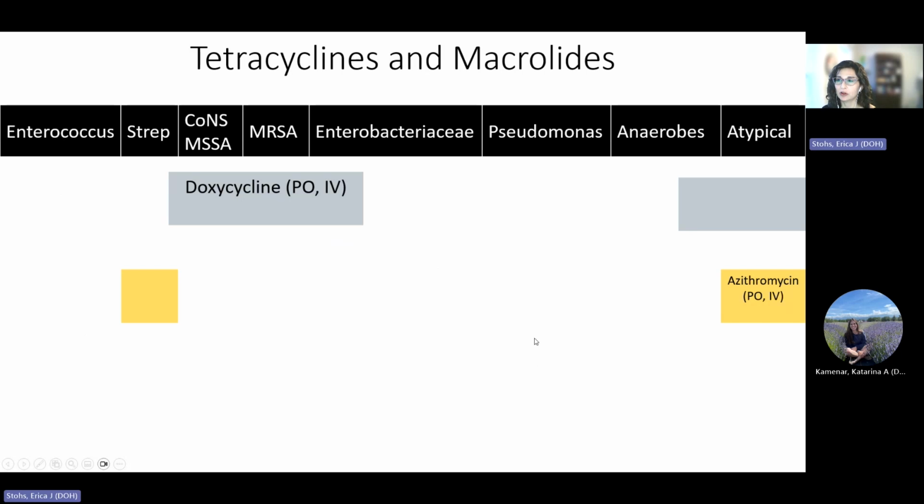So just an example here of what the spectra of coverage looks like. These are very different classes of antibiotics. So you can see azithromycin here is really kind of aimed at our atypicals, does have some strep coverage, whereas doxycycline really may be used for skin and soft tissue infections when you're concerned about MSSA or MRSA, and has some good atypical activity again against those atypical pneumonias.